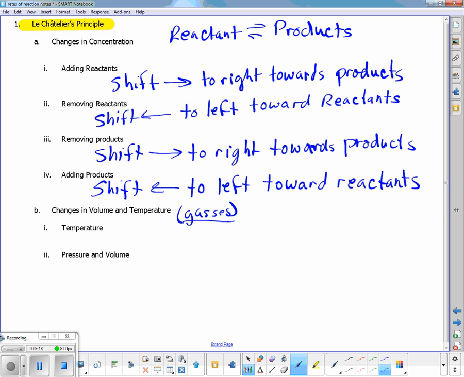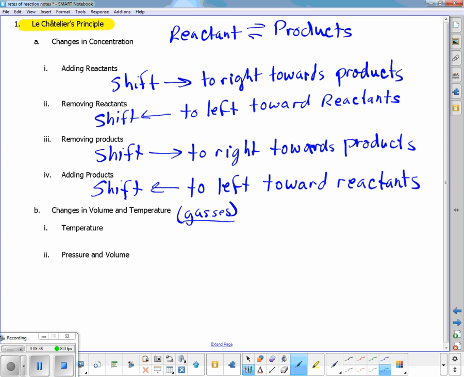Think about when you open your pop. What are you doing when you open a pop bottle? Releasing the pressure. I'm making the pressure go down. What happens over time if I leave my pop out? It goes flat. That means all the gases come out of it. So if I release the pressure, it goes to the side that has more gas.